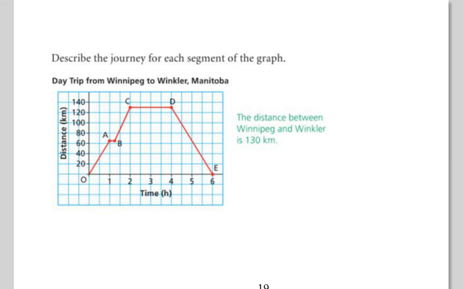Do you guys see how if that's one increment, it's half of that increment? And one increment is a half hour. So half of a half, 15 minutes. Then what happens from B to C?